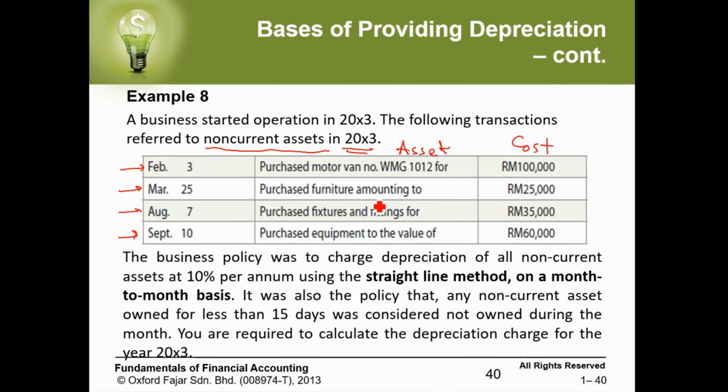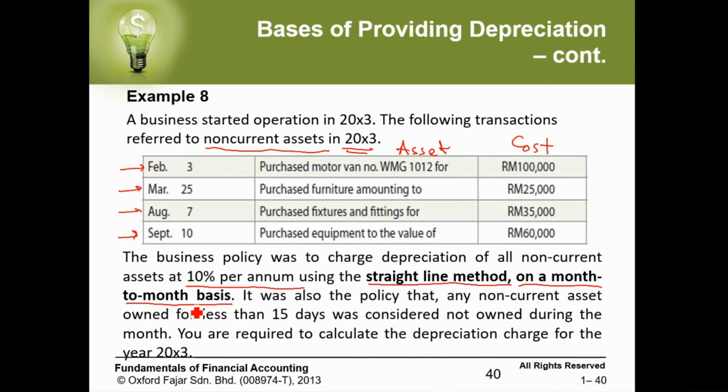March 25th, we purchased furniture in the amount of 25,000. August 7, we purchased fixtures and fittings costing 35,000. September 10, we purchased equipment to the value of 60,000. The business policy was to charge depreciation on all non-current assets at 10% per annum using the straight line method, but on a month-to-month basis.